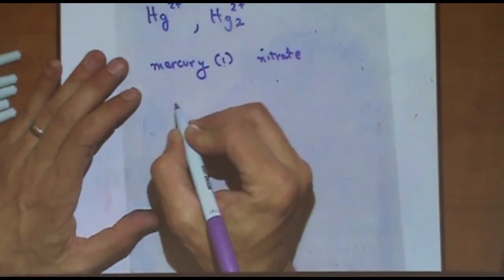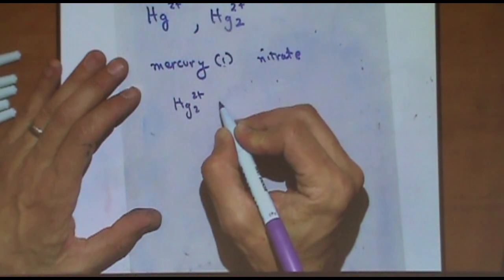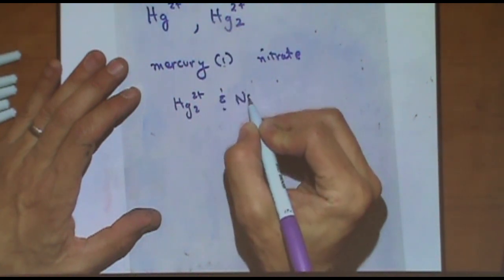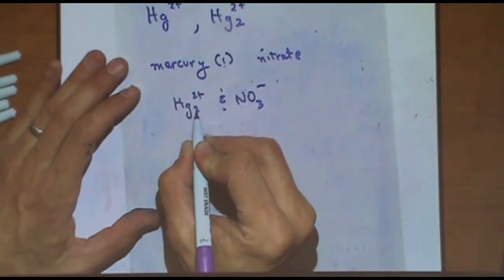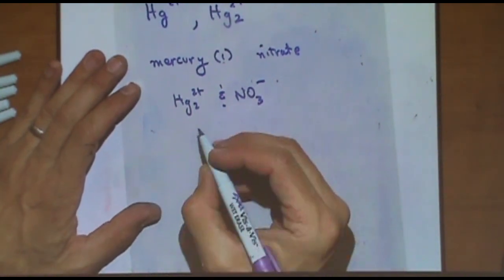Then you would go Hg2 2+, and a nitrate. So you need to put, it's 2 of these, so you need 2 of these to balance the charge.